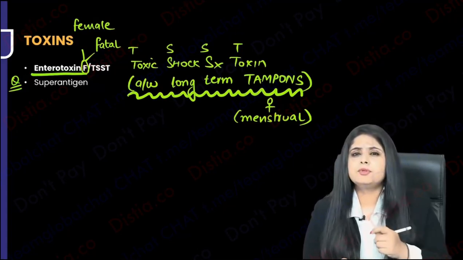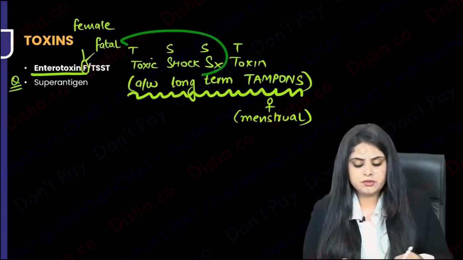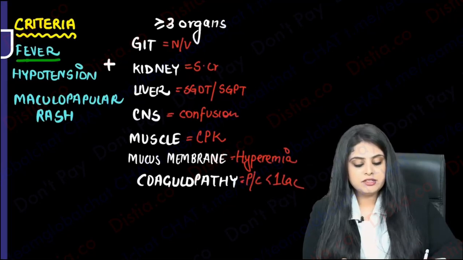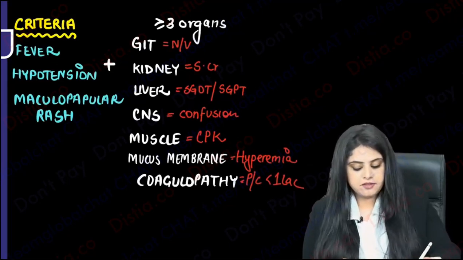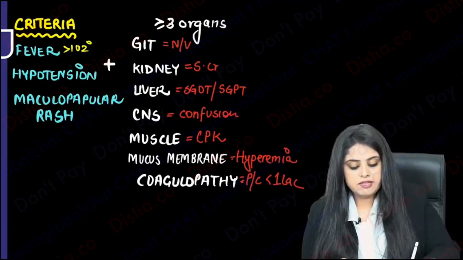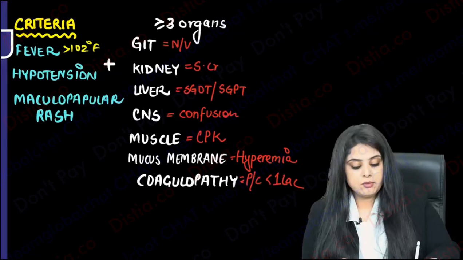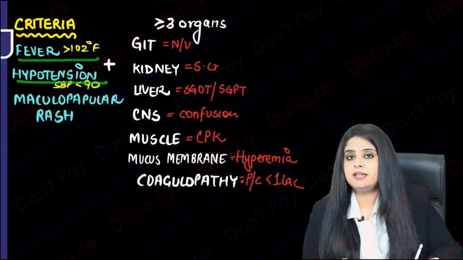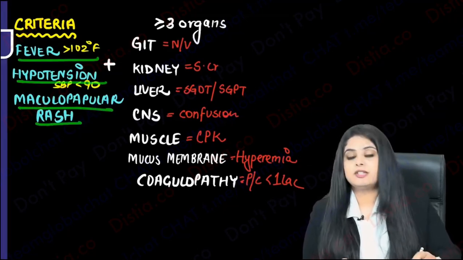Okay, guys, I want to take you a little bit into medicine. Do you know what is toxic shock syndrome? Quickly, we'll revise our criteria from medicine. What is the criteria? Kitna fever hona chahiye? Fever should be above 102 degree Fahrenheit, right? Along with that, there should be hypotension. Hypotension means systolic blood pressure is less than 90 mm mercury. So remember, fever above 102, BP less than 90, and a rash that is present.